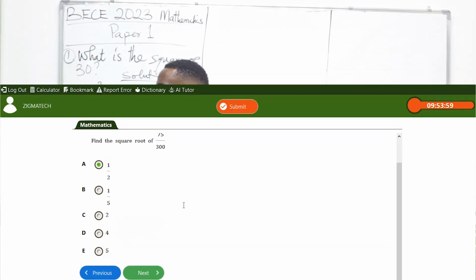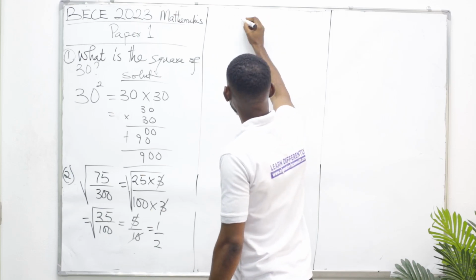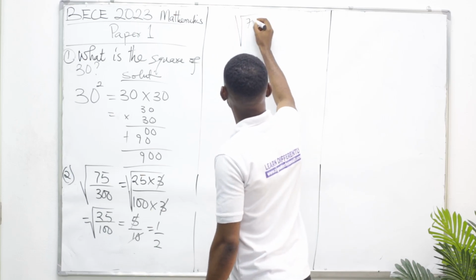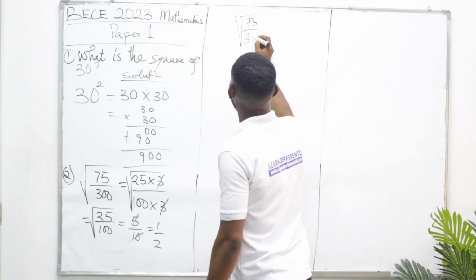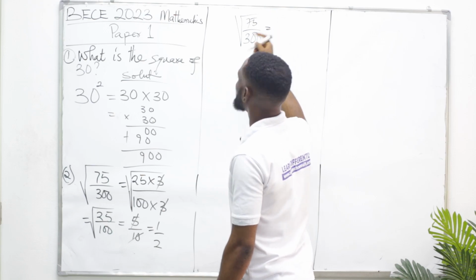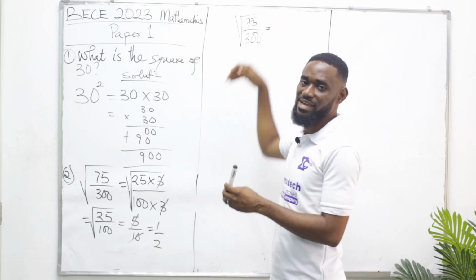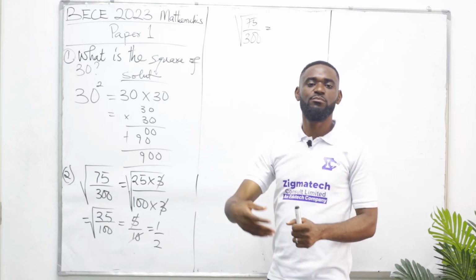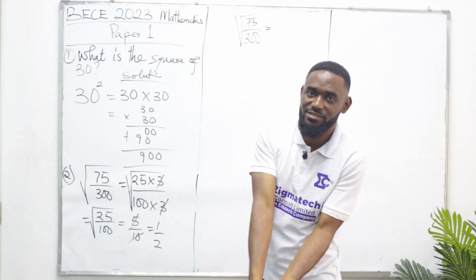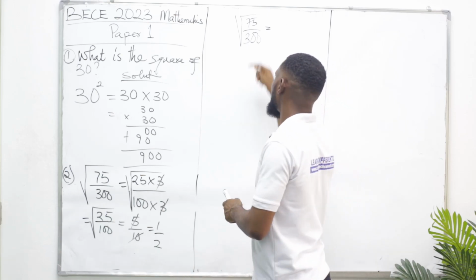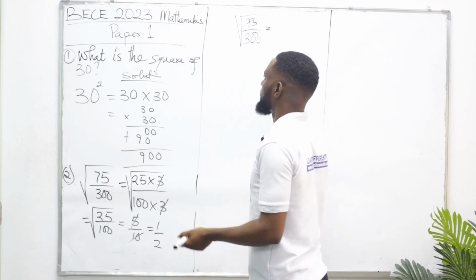simply, what we can do is root of 75 over 300, okay? We can just simplify. We can bring these two to their lowest terms, to a point that we can now have perfect squares as their lowest terms. For example, a common factor we have for 75 and 100 is 5, okay?